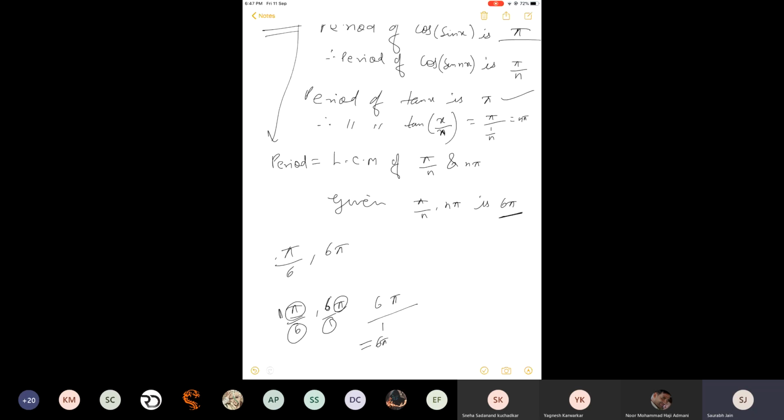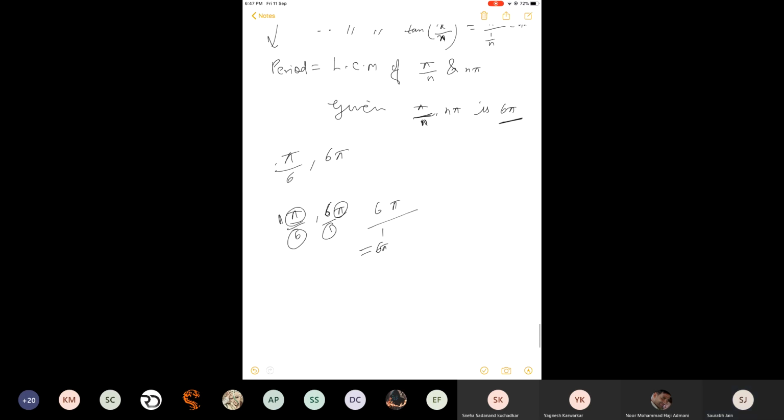Or you can simply put the options and check yourself when 6 pi will come. So the options are 3, 2, 6 and 1. See, if we check option D, that is n equal to 1, both of them will become pi. LCM of pi comma pi will be pi, not 6 pi. But we have to make the period 6 pi. So in that way we will proceed, and ultimately n will come out to be 6.